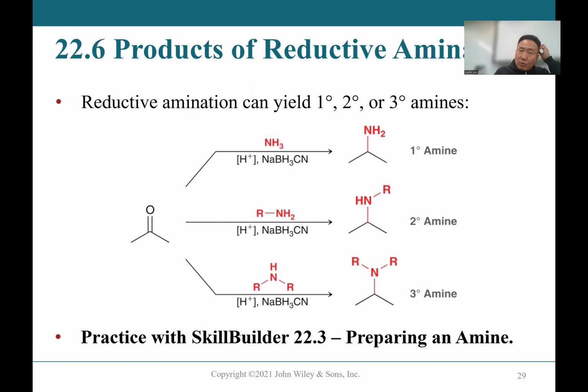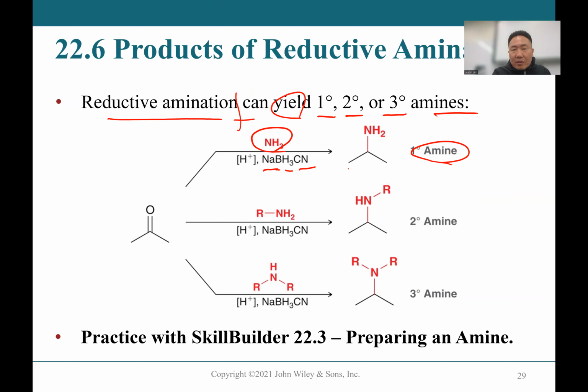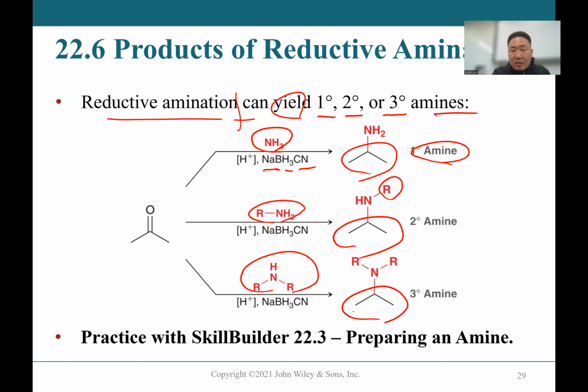So for example, reductive amination can yield primary, secondary, and tertiary amines. When you use ammonia and sodium cyanoborohydride, you can generate a primary amine. When you use a primary amine, you can generate a secondary amine. When you use a secondary amine, you can get a tertiary amine.